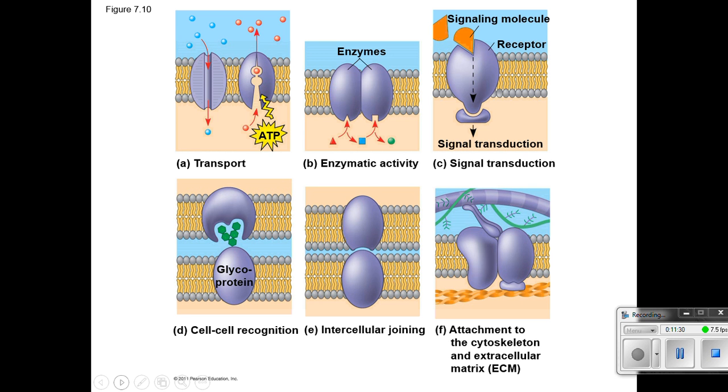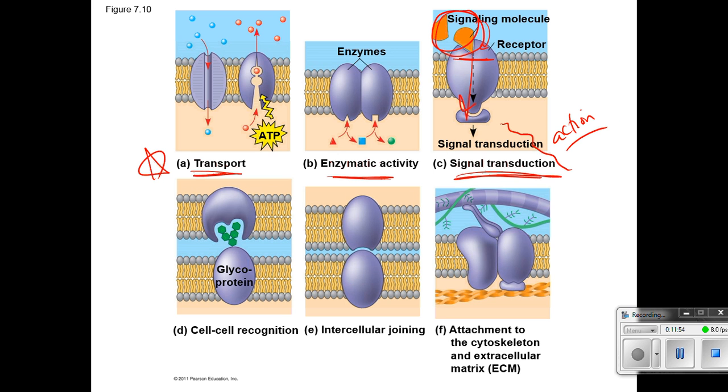Here are some examples of these. So transport, this is what we're going to be focusing on. Enzyme activity, so causing reactions to happen or not happen. This is what I was talking about with signal transduction. A signaling molecule may be picked up by a receptor on a protein, and then that signal is sent to do something inside the cell so that an action can happen.